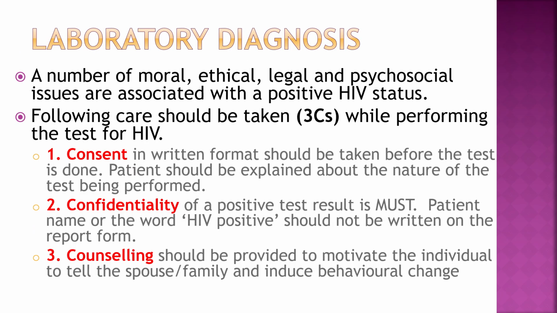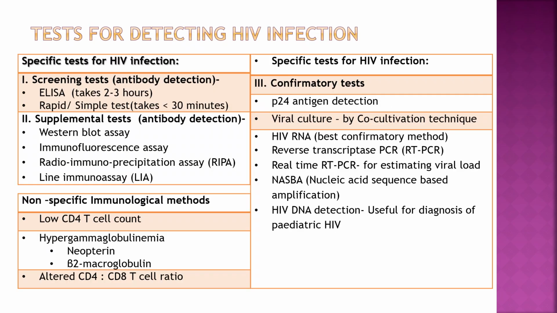Laboratory diagnosis. A number of moral, ethical, legal, and psychological issues are associated with positive HIV status. So there are three C's: consent, confidentiality, and counseling. Consent in written format should be taken before the test is done. The patient should be explained about the nature of the test being performed. Confidentiality of a positive test result must be maintained. Patient name or the words HIV positive should not be written on the report form. Counseling should be provided to motivate the individual to tell the spouse and family and induce behavioral change.